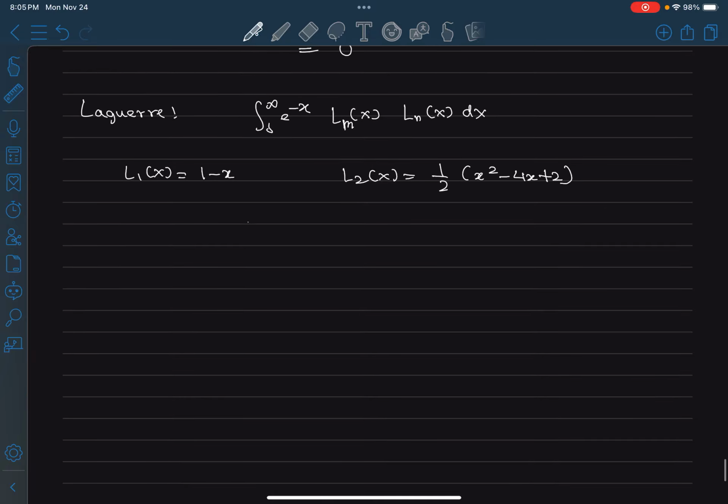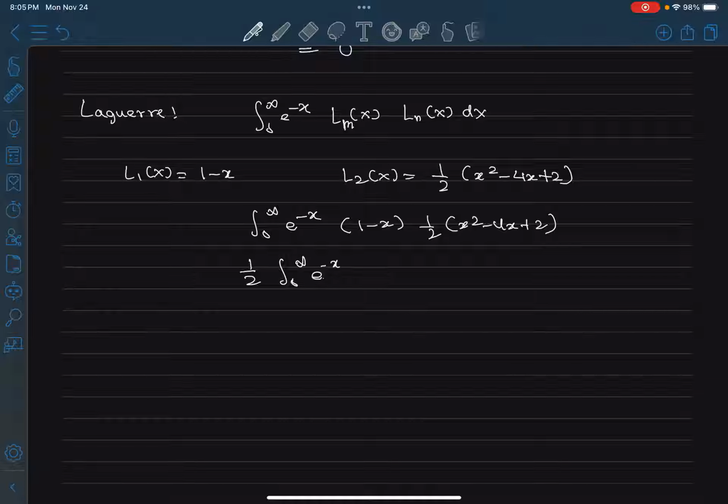Okay, let's do the integral. 0 to infinity of e to the power minus x, 1 minus x, and then half x squared minus 4x plus 2, right? Okay, so now I can take the half outside, and then I will have e to the power minus x. This looks so complicated. x squared minus x cubed minus 4x plus 4x squared plus 2 minus 2x dx, right? Yes, so x squared minus x cubed minus 4x plus 4x squared plus 2 minus 2x.